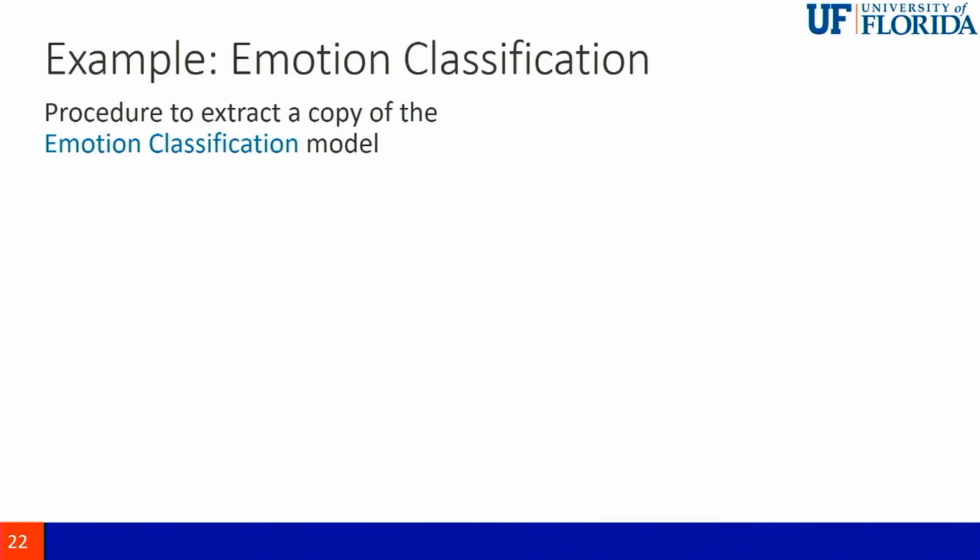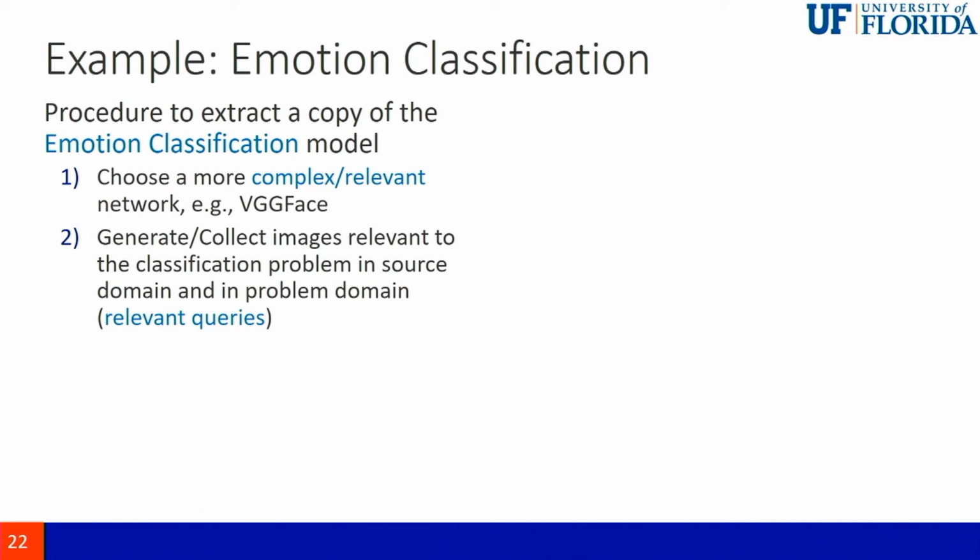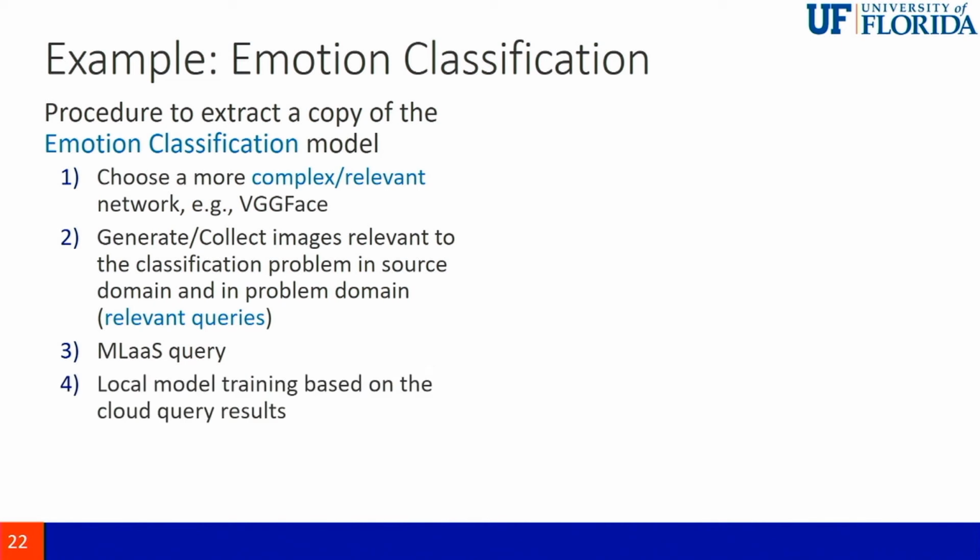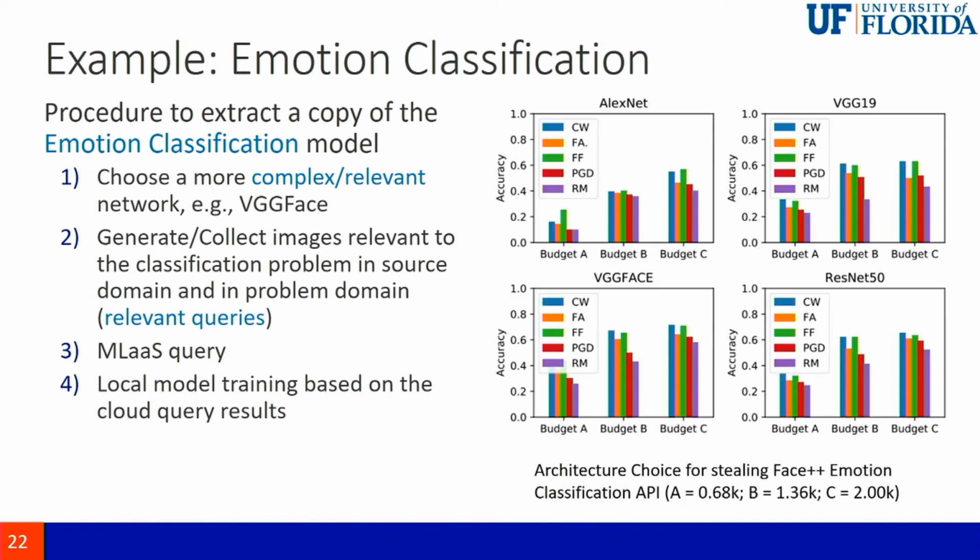Okay, so for example, using an emotion classification, we first choose a local model, say VGG Face. Then we generate a collection of images relevant to the classification problem, which we call the relevant query. Then we query the machine learning model, and then we train the local model to replace the remote machine learning model. So now, a few questions I guess you may have, so I can answer them up front.